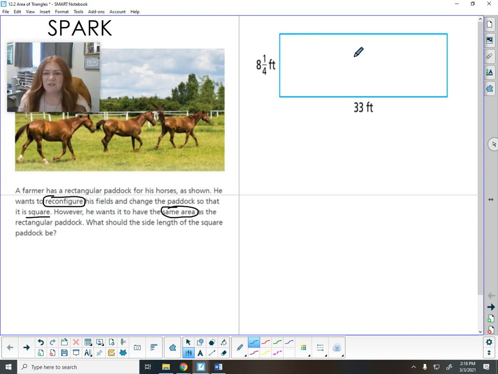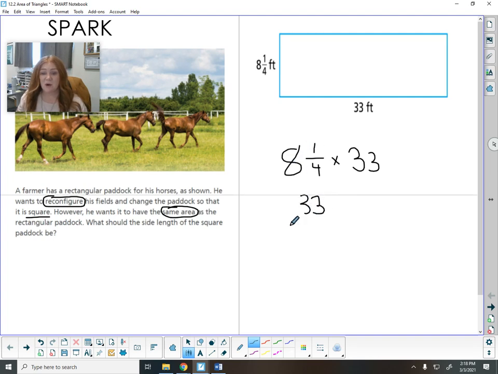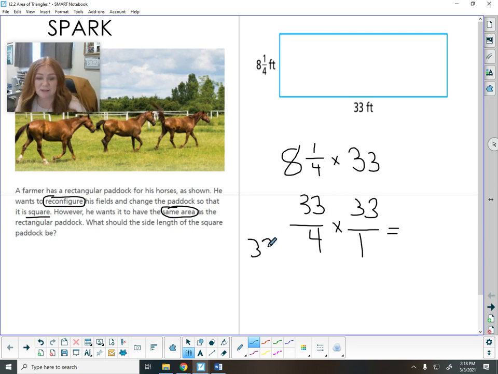The first thing I need to do is find the area of the rectangular paddock, because we want to keep that the same. So we've got 8 and 1/4, and we're going to multiply that by 33. I'm going to change the mixed number into an improper fraction. 4 times 8 is 32, plus 1 is 33, so 33 over 4 times 33 over 1. So I need to do 33 times 33.